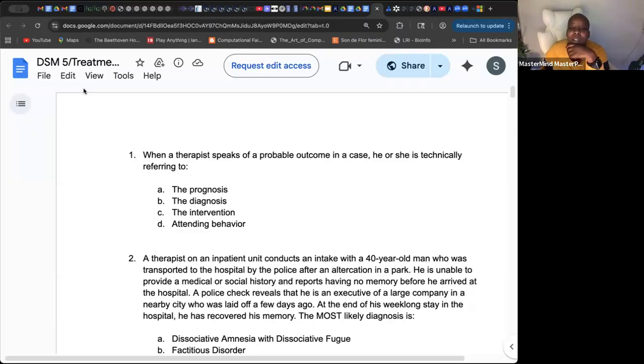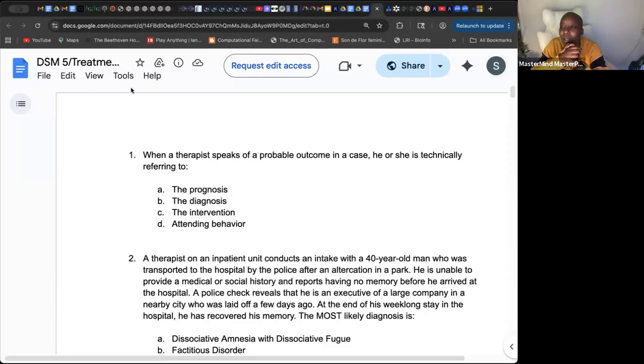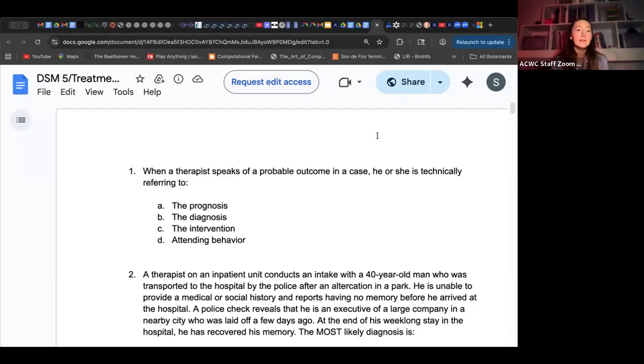All right. When a therapist speaks of a probable outcome in a case, he or she is technically referring to. So they want to know if you know what a probable outcome is. We have A, the prognosis, B, the diagnosis, C, the intervention, D, attending behavior. I'm going to get rid of D, and then get rid of C. So the probable outcome, I believe, is A, the prognosis. Nice job, Mastermind. Absolutely.